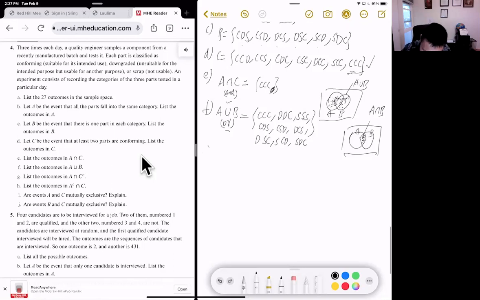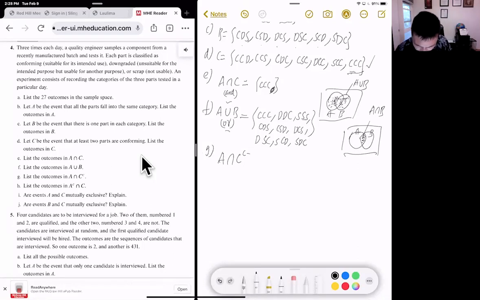G is asking, list the outcomes of this one. What is this? What is C^C here? C^C is called the complement, or not C. Basically, C^C means all the sample items not in C, or the opposite of C.